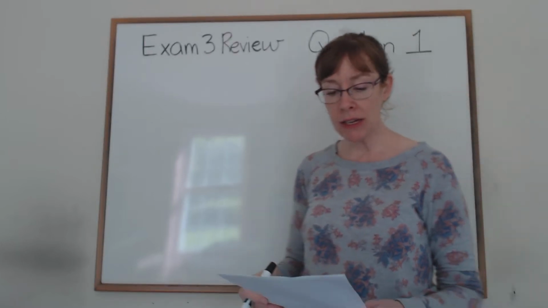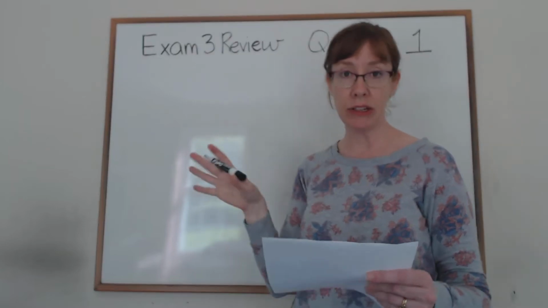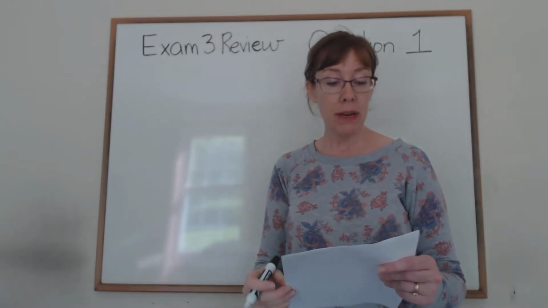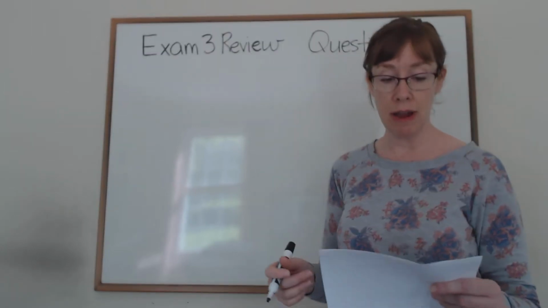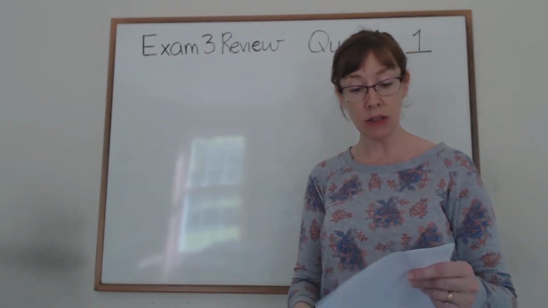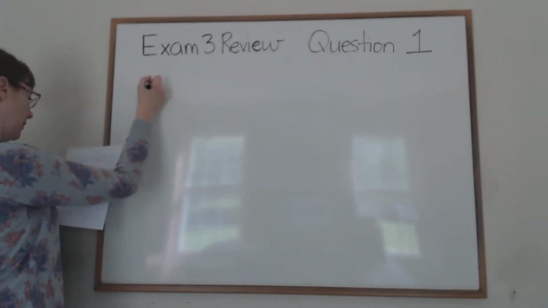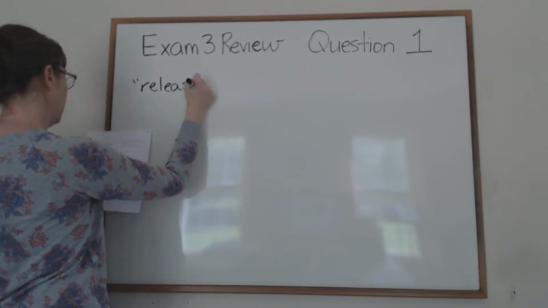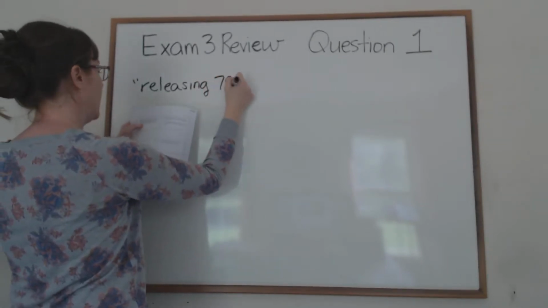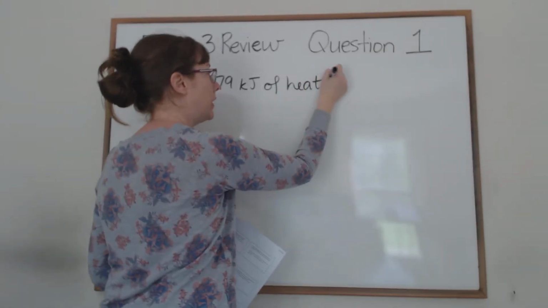Alrighty, a gas in a closed cylinder undergoes a particular chemical reaction. It doesn't tell you the reaction, so you don't need to know it. But it does say that it releases 79 kilojoules of heat to its surroundings and does 18 kilojoules of work. Alrighty, so the wording here is important. It says it's releasing 79 kilojoules of heat. So you have to read it really closely.